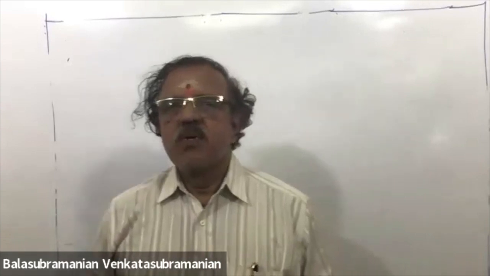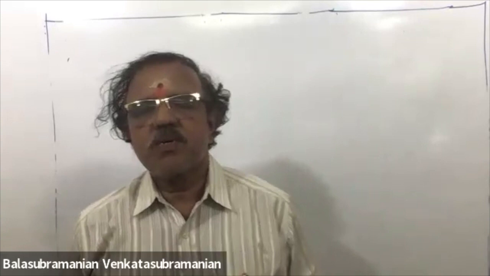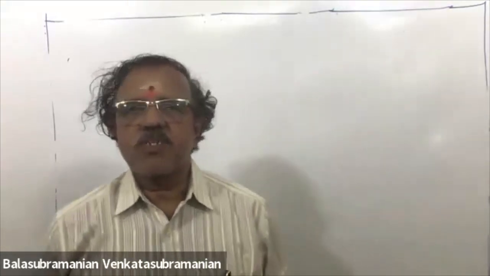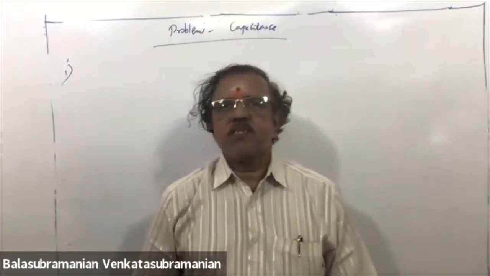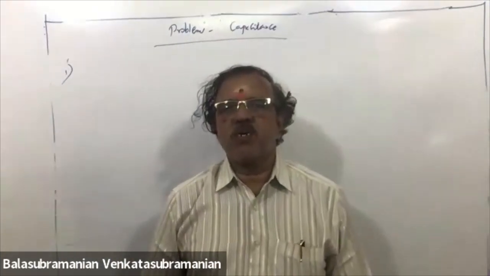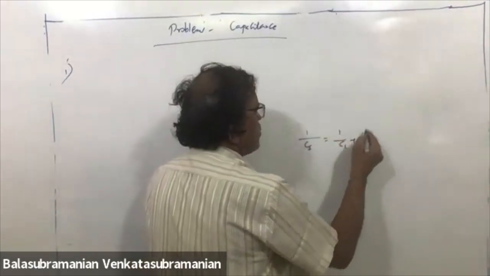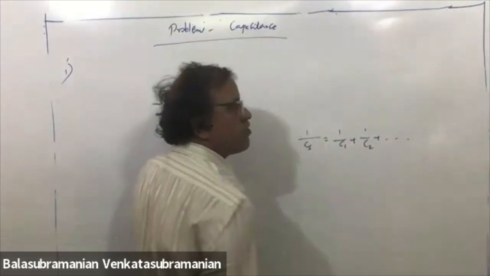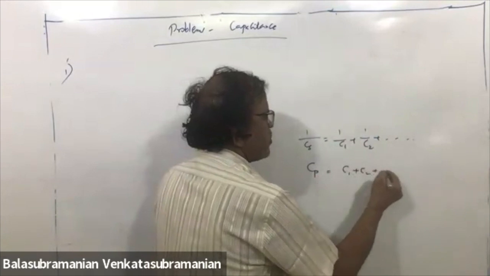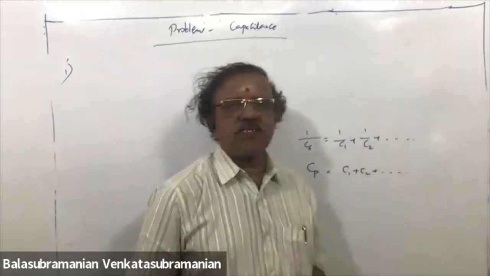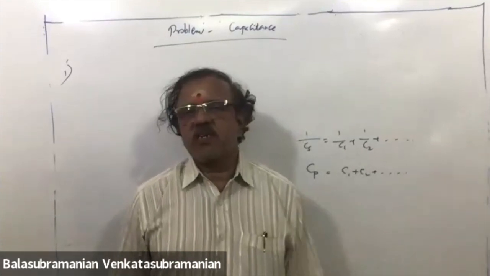Hi, this class we are going to talk about problems in capacitors and electric potential. Capacitors connected in series, basic formula: 1 by Cs is equal to 1 by C1 plus 1 by C2 plus etc. Capacitors connected in parallel, the effective capacitance Cp is equal to C1 plus C2 plus C3 etc.